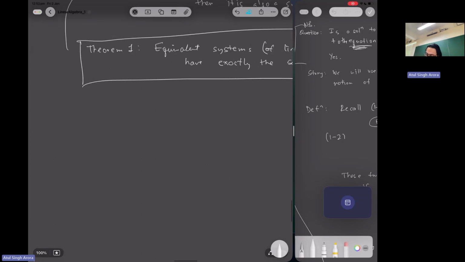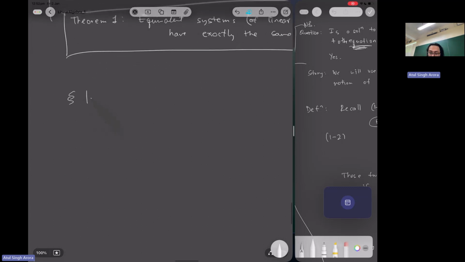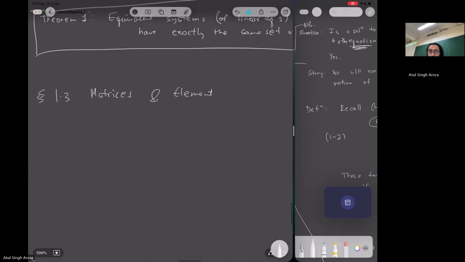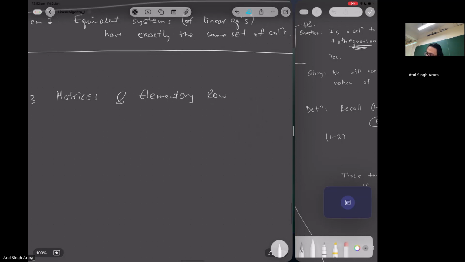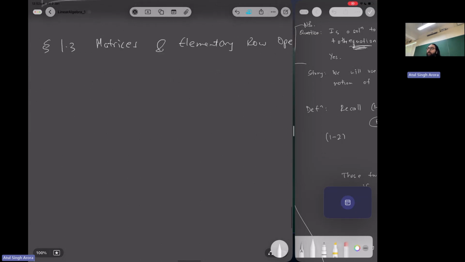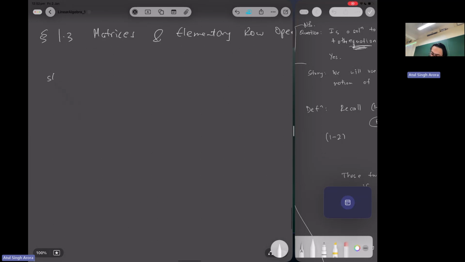Okay, so now we're going to look at section 1.3 in the book. It's called Matrices and Elementary Row Operations. We're going to go really slow in the beginning to make sure that everyone's foundation is okay, and then we'll see how to pick up pace later. So for now, we're going to make the notation brief.